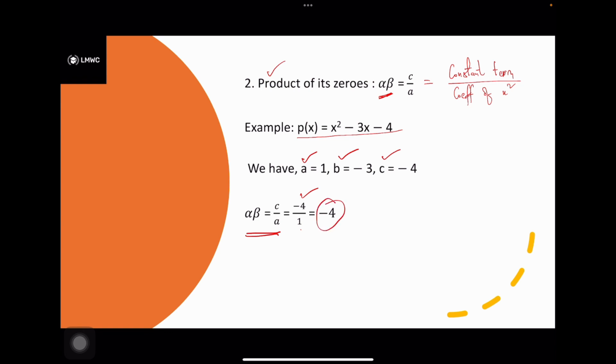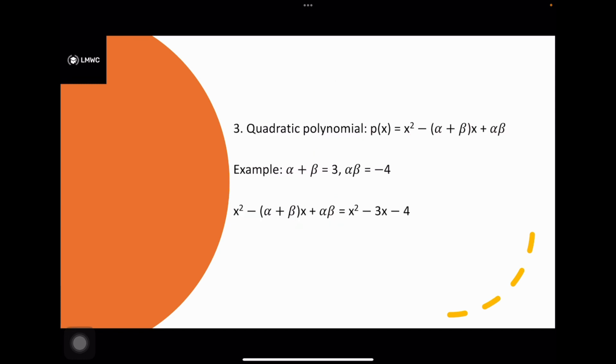Okay. So again, one more formula we have, and that is quadratic polynomials. So this formula will help you to create a quadratic polynomial when you are given the sum and the product of the zeros. So let's say you are given that alpha plus beta, which is the sum of the zeros, is 3, and alpha times beta, which is the product of zeros, is -4, and you are asked to create a quadratic polynomial based on these two pieces of knowledge.